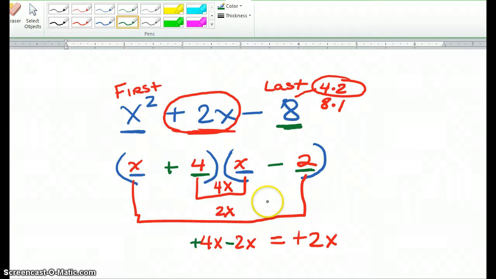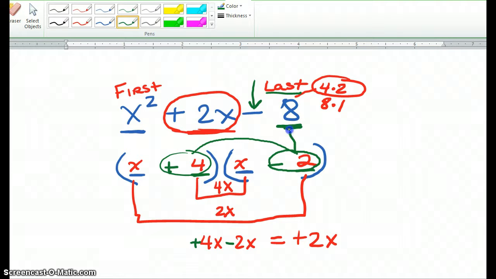Now, what we need to make sure of is that this sign is always correct. So remember, this is the last term, so we have to multiply the last terms together to get that. So if you multiply positive 4 times negative 2, you get negative 8, which is what we want. So we checked out, so it's good. Now you can always check your answer by multiplying it back out. Like this is really messy, but you'll get the hang of it eventually.